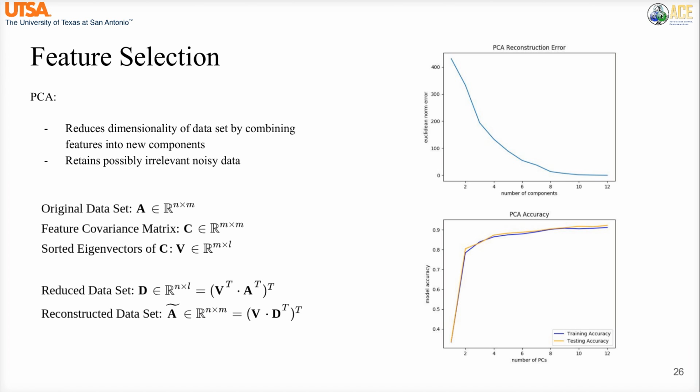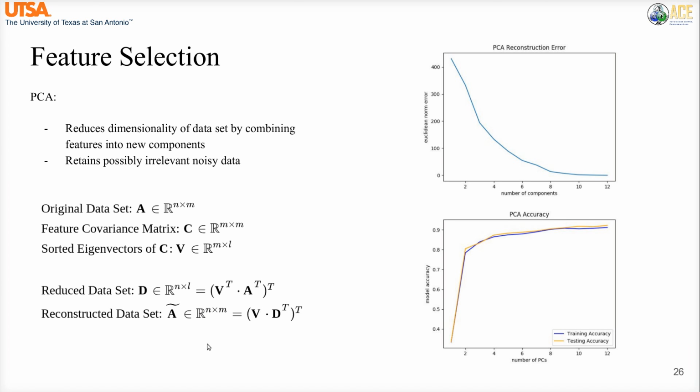So the first thing I did was I used PCA, principal component analysis. The idea with PCA is that you want to reduce the dimensionality of a data set by combining features into new components. The problem with this is that it's not getting rid of data, it is just re-representing them on a new basis. So in theory, it could possibly retain irrelevant or redundant noisy data.